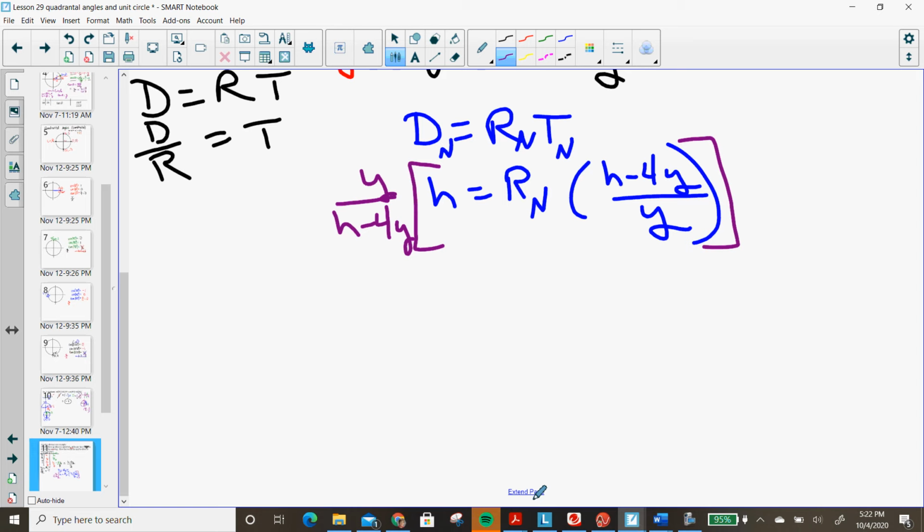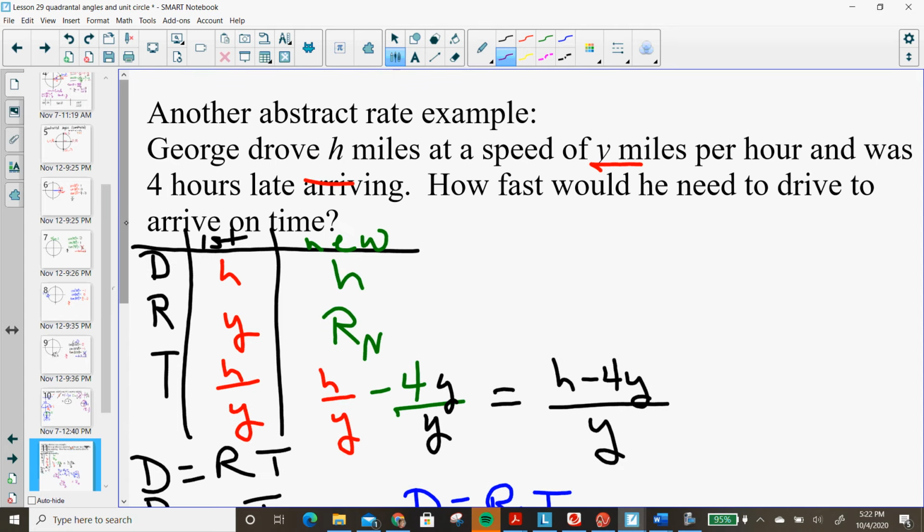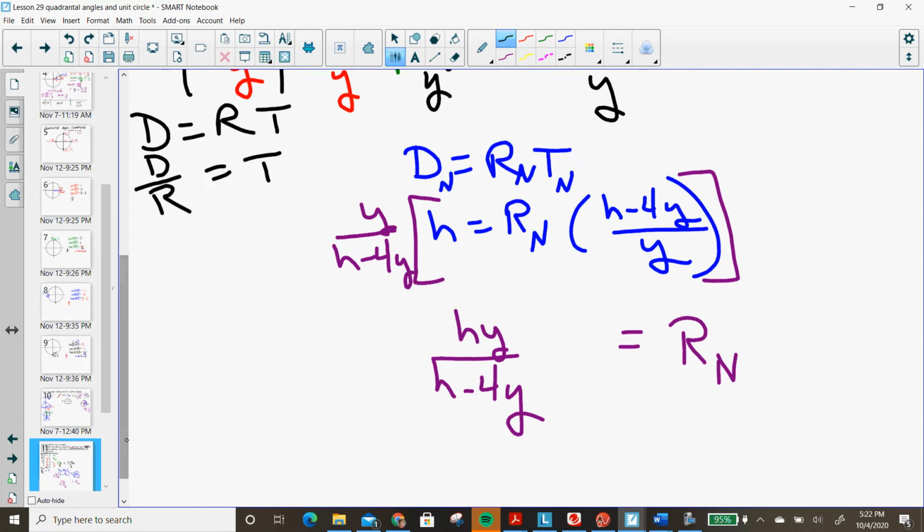That means when I multiply the right side, I have only my new rate, which is what I want, because the y's cancel and the h minus 4y's cancel. On the left, though, I have h times y in the numerator and h minus 4y in the denominator, and that will be my new rate. All I need to do is look back at the problem so that I can label my units in this one, and my units for rate are miles per hour, so I label that as miles per hour and circle my answer.